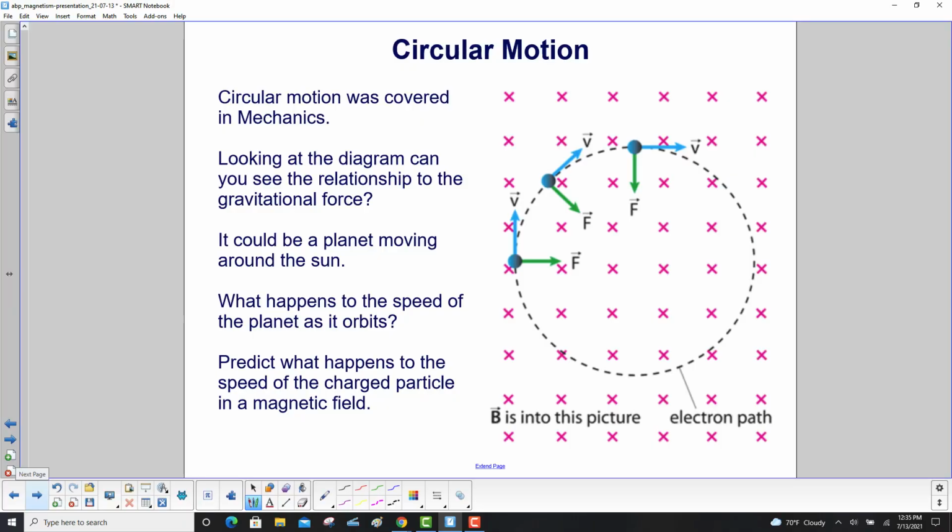Circular motion was covered in mechanics. Looking at the diagram, can you see the relationship to the gravitational force? This could be a planet moving around the sun. What happens to the speed of the planet as it orbits? Let's assume a perfectly circular orbit. Based on that, predict what happens to the speed of the charged particle in a magnetic field, which actually I said a couple slides ago.